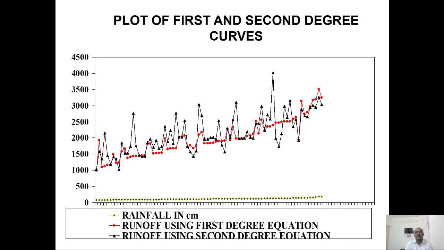Then the plot of first degree and second degree curves are expressed in the form of graphical representation. So the red colors or red points indicate the first degree equations, and the black triangles indicate the second degree equation.